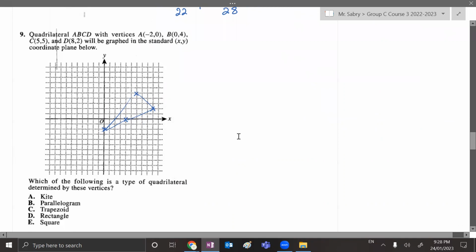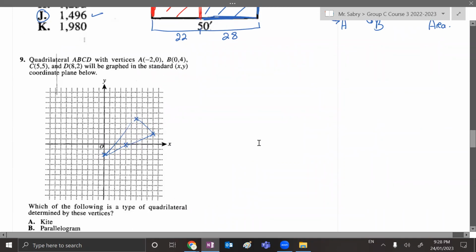So what type of quadrilateral is it? I think I did something wrong, by the way. The x is negative. No, it was 0 on the x and 4 on the y. -2 and 0, sorry, 0 and 4, 1 2 3 4. Okay, so this is the shape actually. 8 and 2.